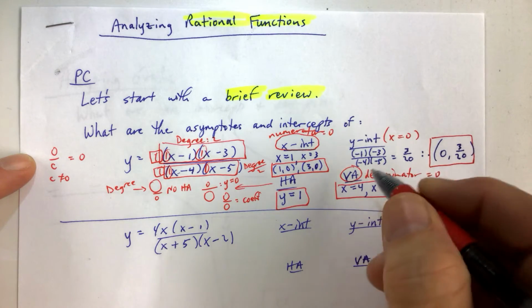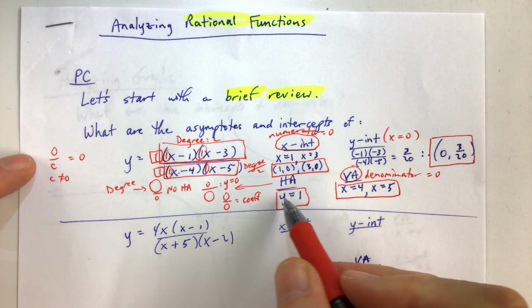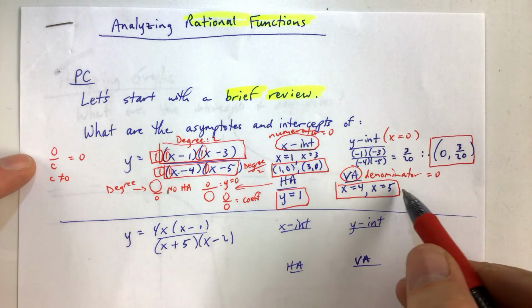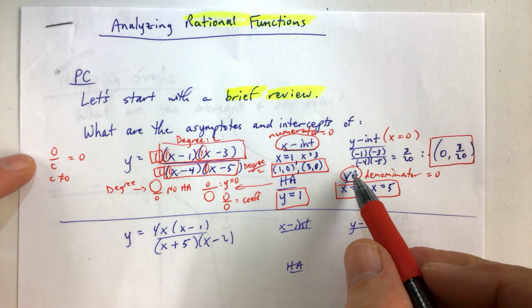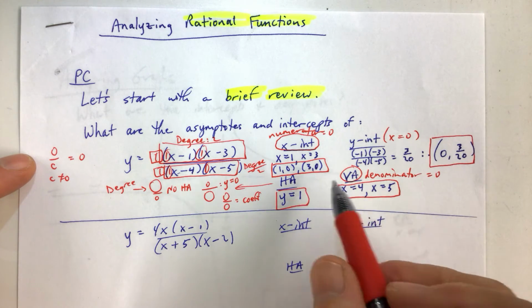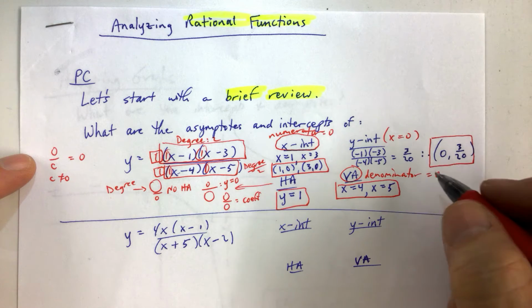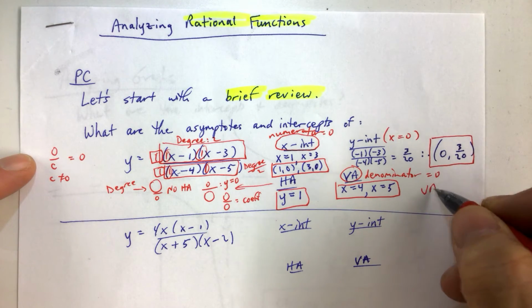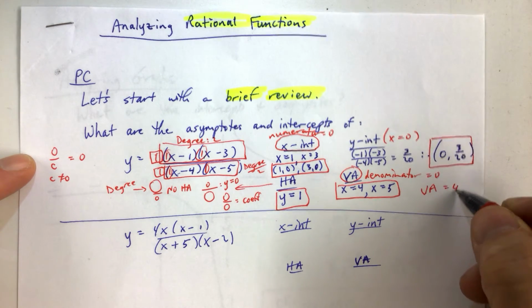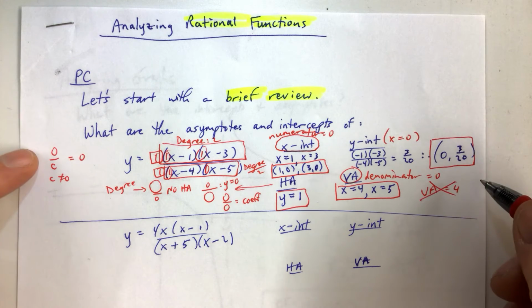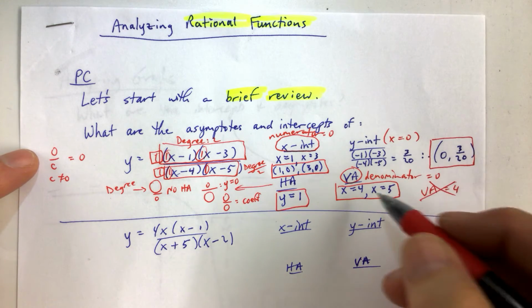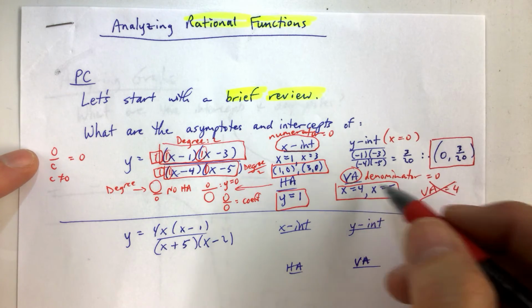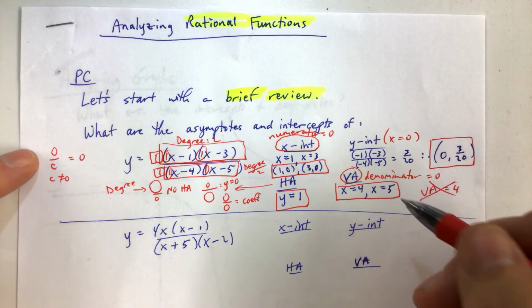And again, just like horizontal asymptotes, we want to make sure we write those as an equation, because asymptotes are lines, and lines have equations. Like the common mistake is to do this: vertical asymptote equals 4. That's like a bad accident. You don't want to do that. Make sure you write it correctly: x equals 4 or x equals 5.